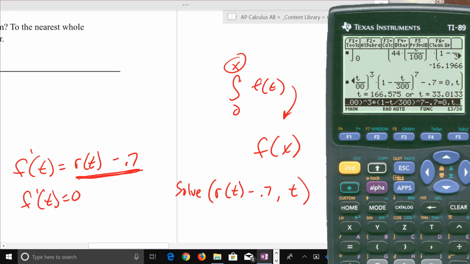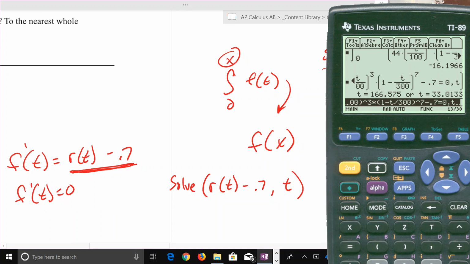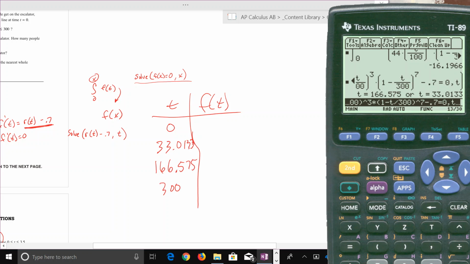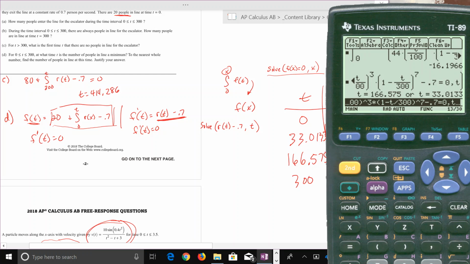So remember, to find absolute, it's what? First derivative equal to 0, and the endpoints. Don't ever forget, absolute is endpoints as well. So I've got to make a chart here. I've got time and f of t. So I've got 0, 33.013, 166.575, and then 300. Now I need to evaluate f of t. Well, f of t is this guy right here. So let's plug that in.